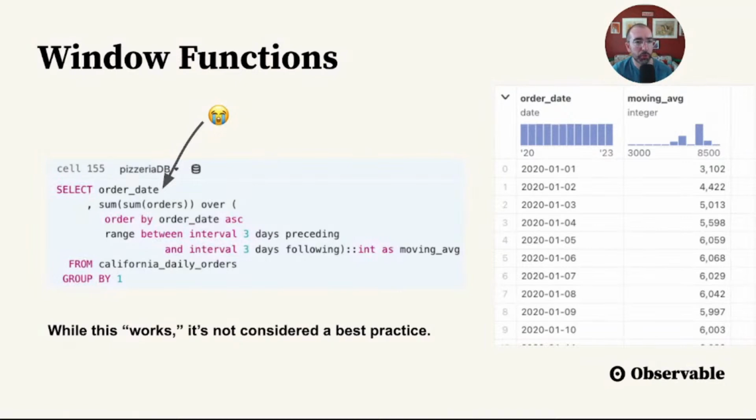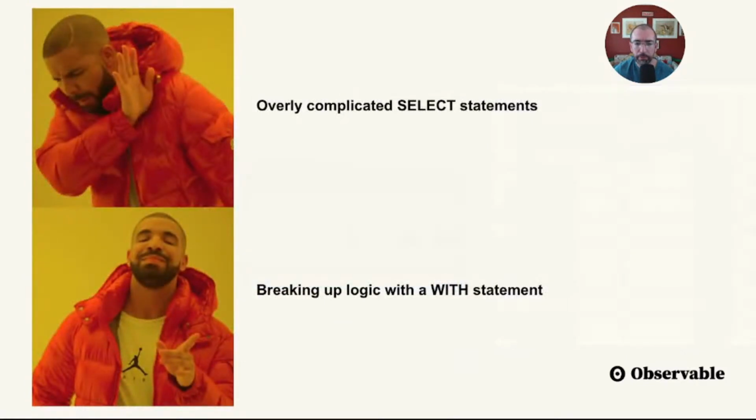So while this works, you could just nest them. You could put your sum of orders within your sum window function. It's not considered a best practice because it's pretty confusing, right? It's kind of hard to read. It looks a little odd too, while you're just duplicating the sum of orders and then doing a sum on top of that. So, little Drake meme: overly complicated select statements, no good. But breaking up your logic with a with statement is the way to go.